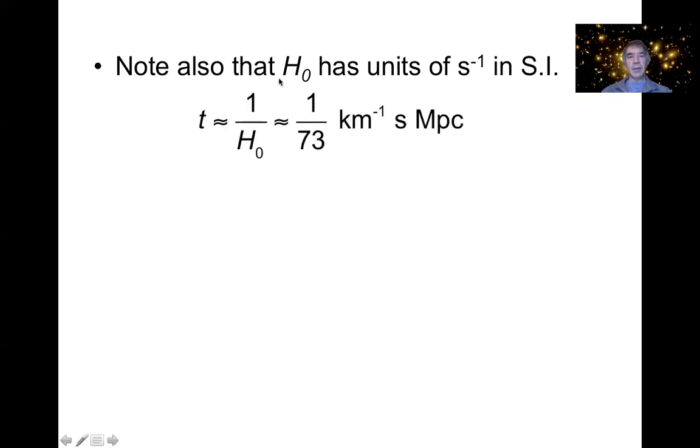So let's do that calculation. 1 over H naught is 1 over 73 in these strange units. I've inverted the units here. So we now just need to put in the appropriate factors to turn that back into just seconds.